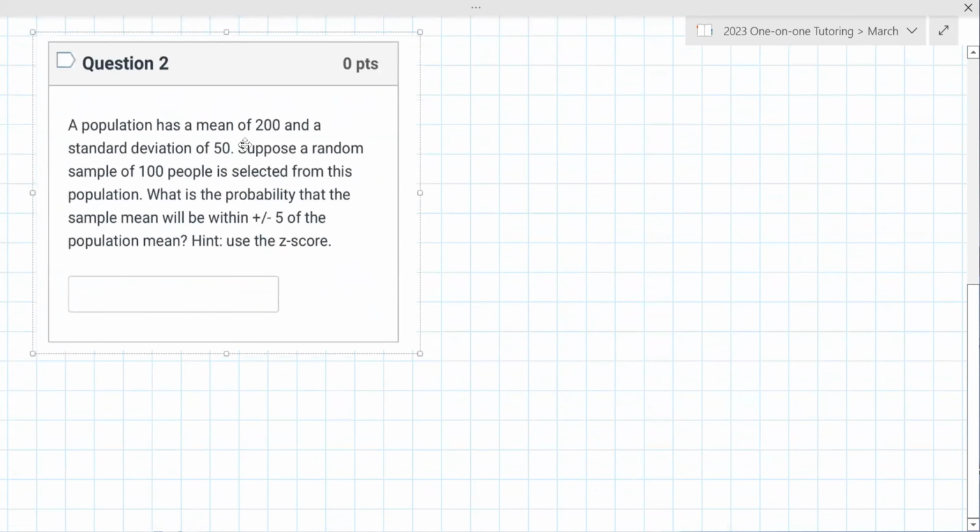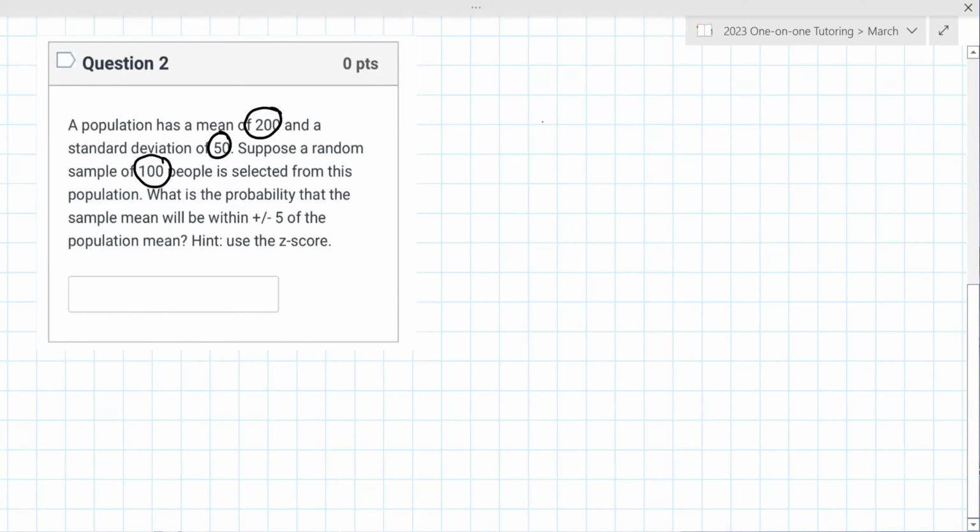A population has a mean of 200 and a standard deviation of 50. Suppose a random sample of 100 people is selected from the population. What is the probability that the sample mean will be within plus or minus 5 of the population mean? One of the things that's really good is to be able to identify what each of these numbers refers to.